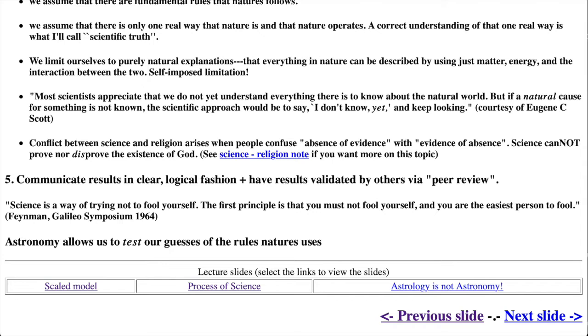The last line on the slide is where I get to toot astronomy's horn and brag a bit. Astronomy allows us to test our guesses of the rules nature uses. In fact, we get to test the assumptions I talked about a few minutes ago, that there are fundamental rules that nature follows, and nature always follows those rules. The light we see coming from all parts of the universe is encoded with information about the laws of nature in all those distant parts.